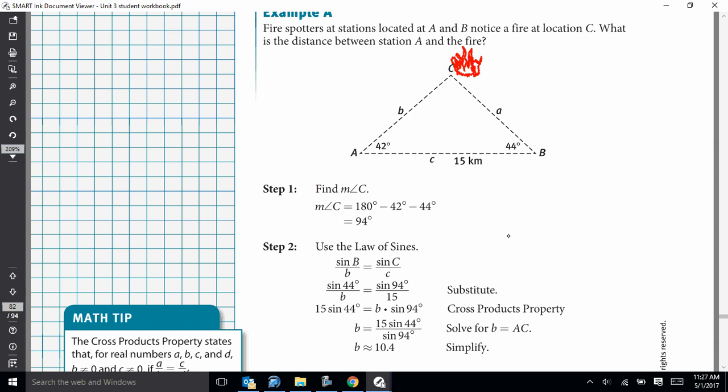All right. So step one, we want to find the measure of angle C. So if we know angle A and angle B, can we find angle C? Yes. So what is angle C? All right, so there it says 94 degrees. Do we all agree? Or are we accepting?